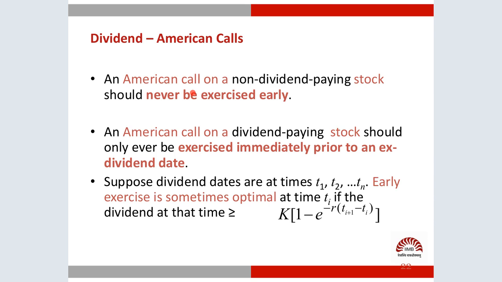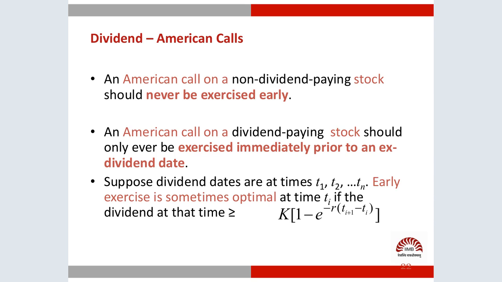Now, early exercise can be optimal, and obviously the first point holds that if the stock is non-dividend paying, do not bother about exercising early. You can only think of exercising early if it is a dividend paying stock. And what do you then do? It is optimal only if this condition is met.